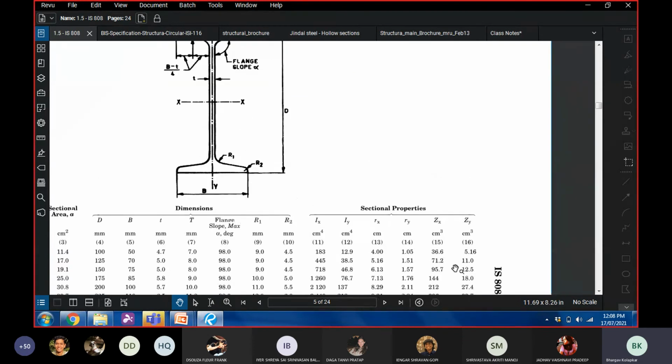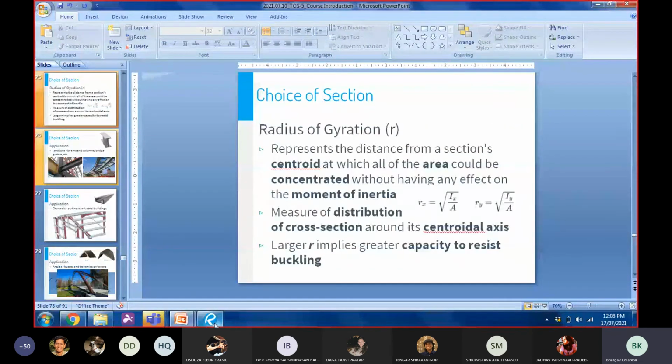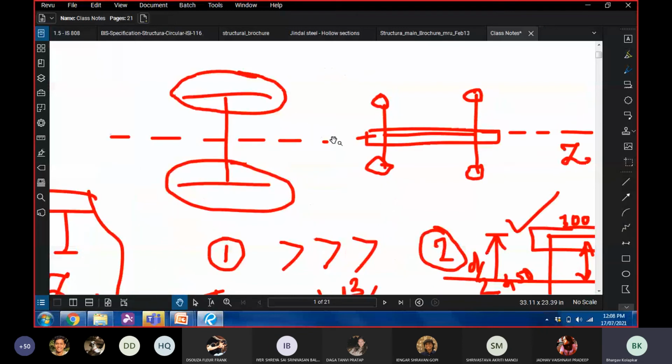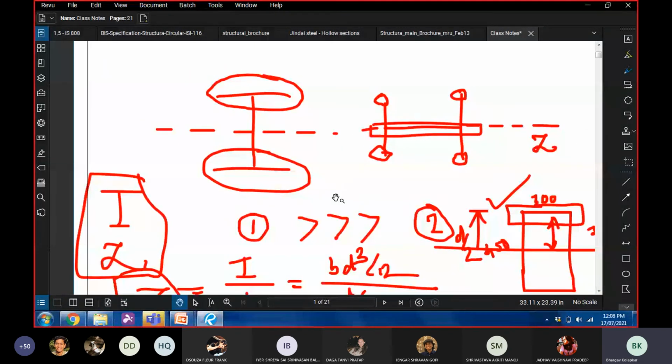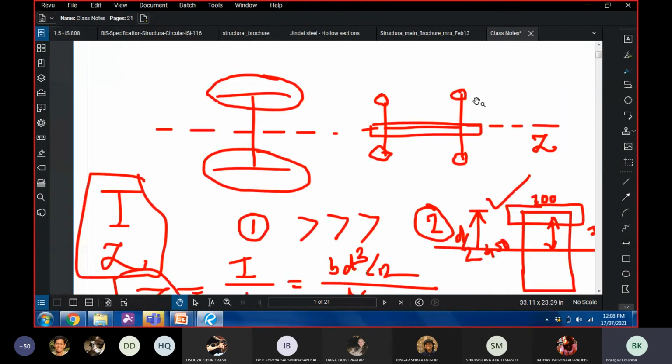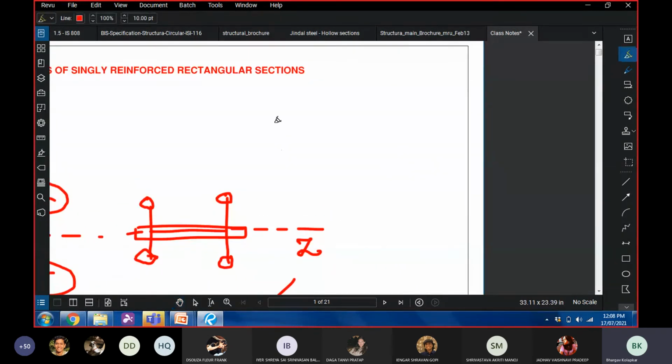Now that's a good question, and let's extend this point a little further. You can see that ZX is much larger than ZY. Isn't this what we just saw? We just put it this way and then we put it in the other direction, and we anticipated that this is going to give you a higher value of I than this. And this is what even this table says, that ZX is much higher than ZY, and therefore we place our steel sections like this and not like this.